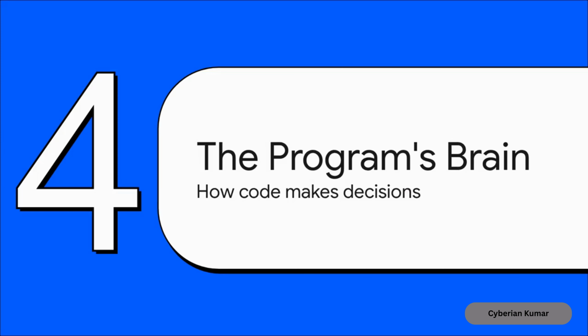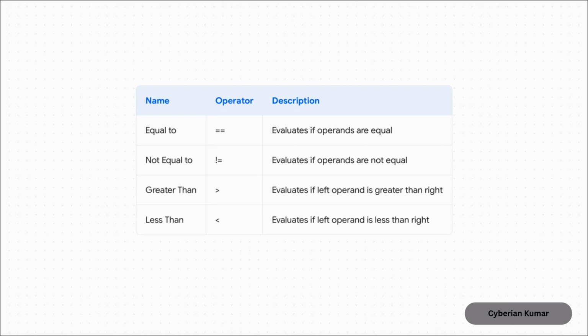Now we get to the really cool part. This is where we give our programs a brain. This is how we let our code ask questions and then make decisions based on the answers it gets. And we do that with comparison operators. This is the toolkit our program uses to compare two values.